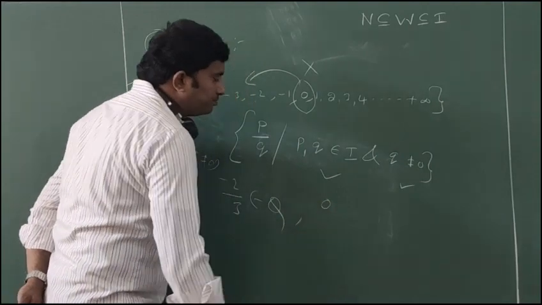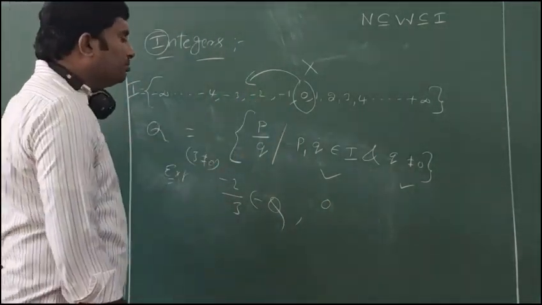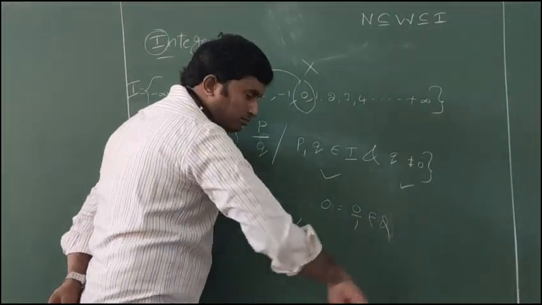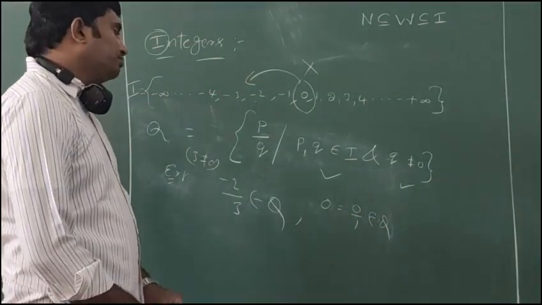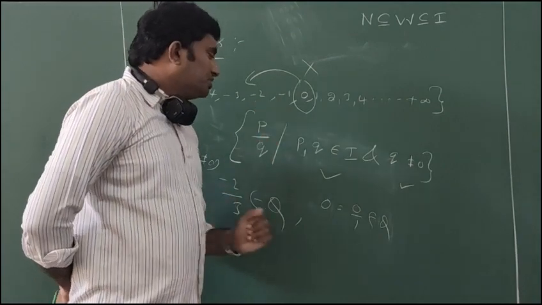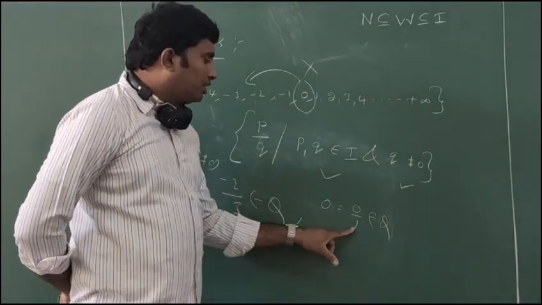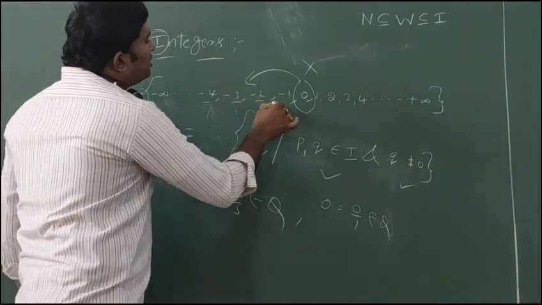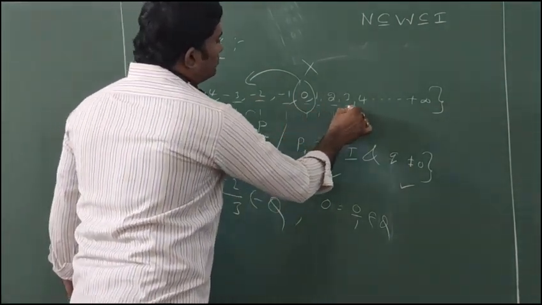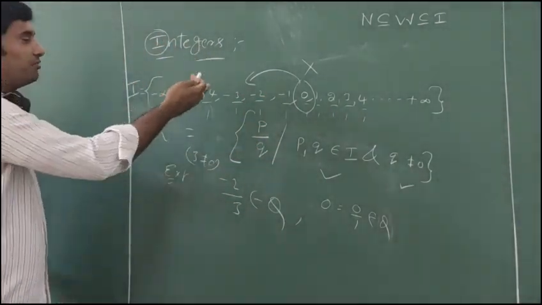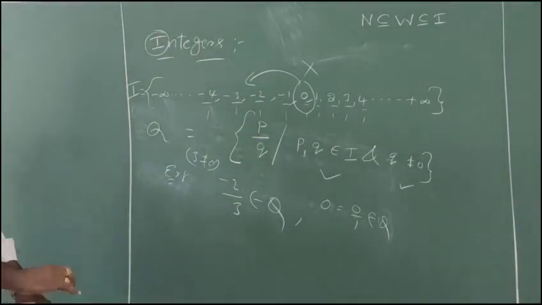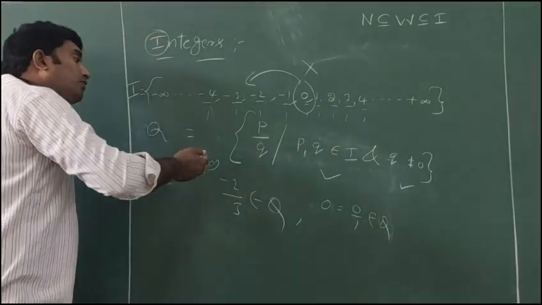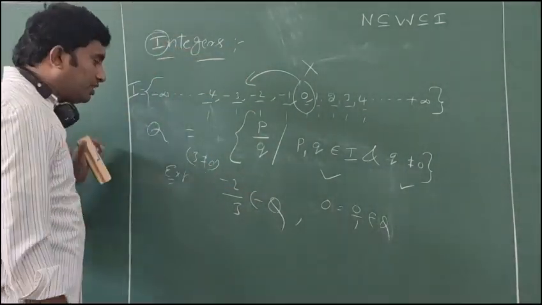Next, 0. Yes, 0 is a rational number. How? 0 is nothing but 0 by 1. 0 is an integer, the denominator 1 is also an integer, and the denominator is not equal to 0. So every integer is a rational number, because we can write it over 1, and then it is of the form P by Q. But every rational number is not an integer.